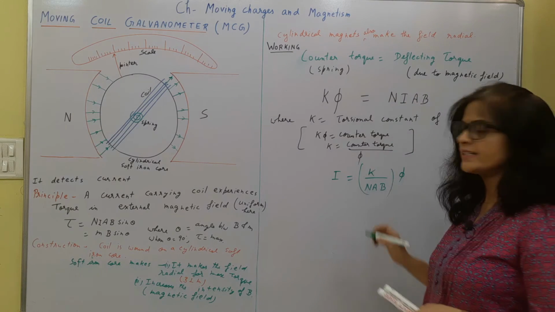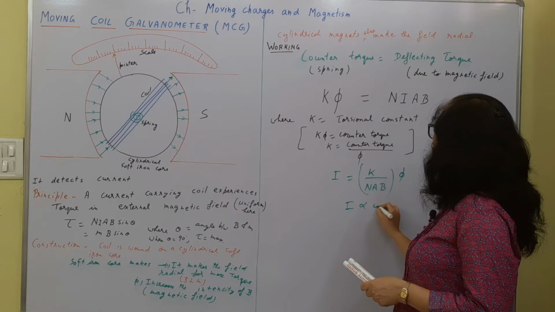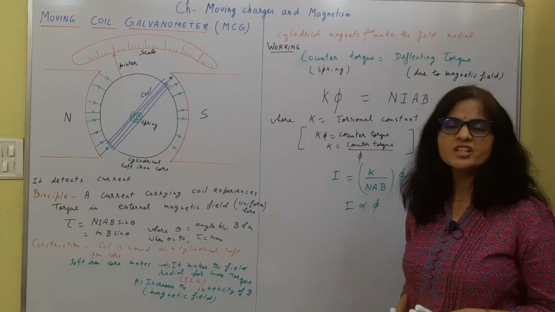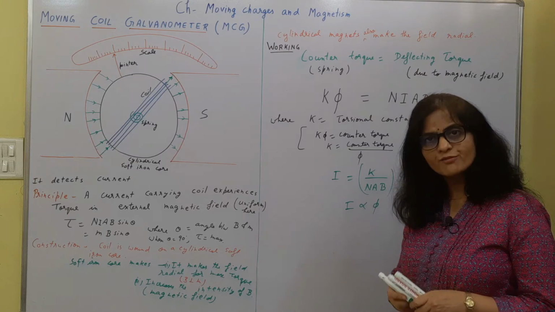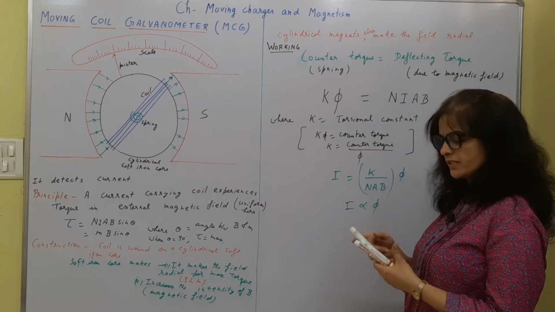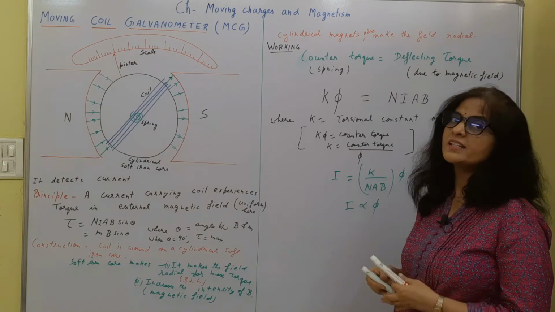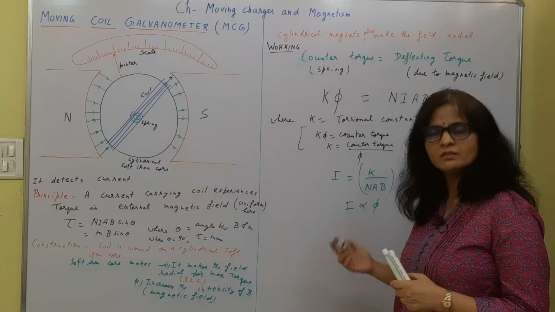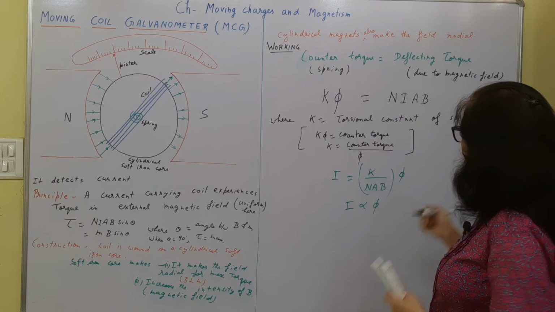So from here you can see that I is proportional to deflection. So the deflection of the coil is directly proportional to the current flowing there, right? So that's why it helps us in measuring the current, or you can say detecting the current. More is the deflection, more is the current flowing there, right?